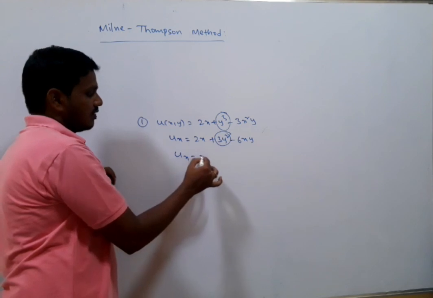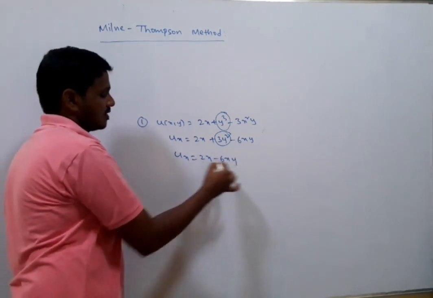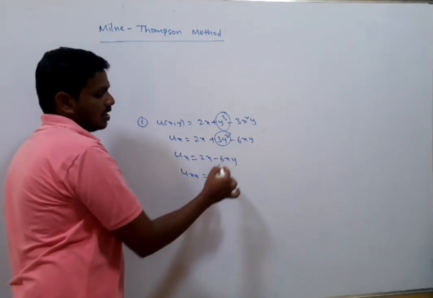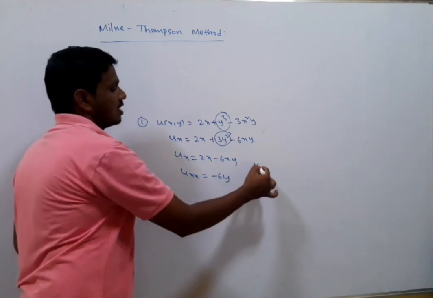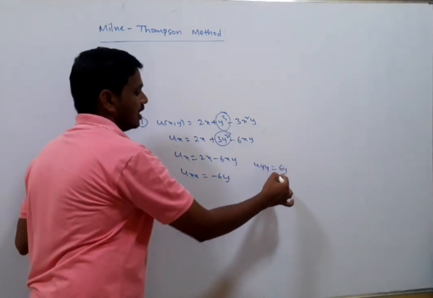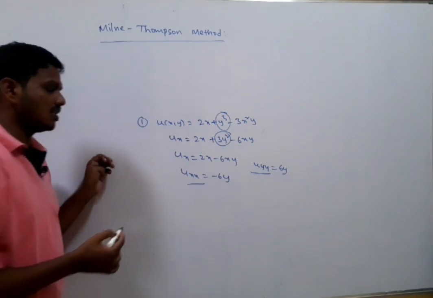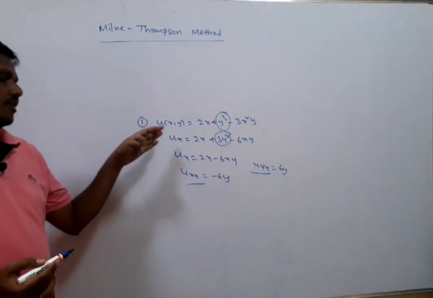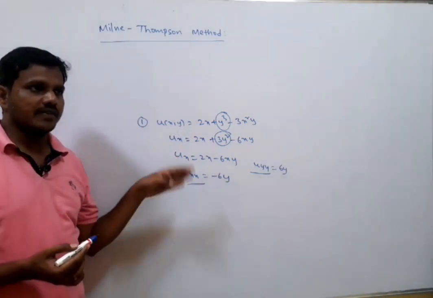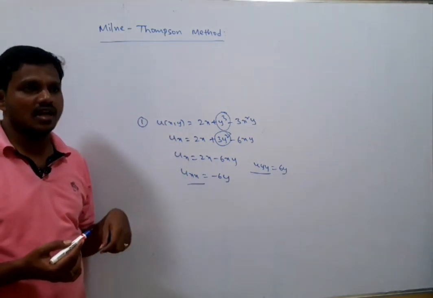Actually, ux is equal to 2x minus 6xy. uxx is equal to, here it is, minus 6y. Here it is, uyy is equal to 6y. You will get uxx plus uyy is equal to 0. Then the function is satisfying the Laplacian equation, therefore we say that it is a harmonic function.